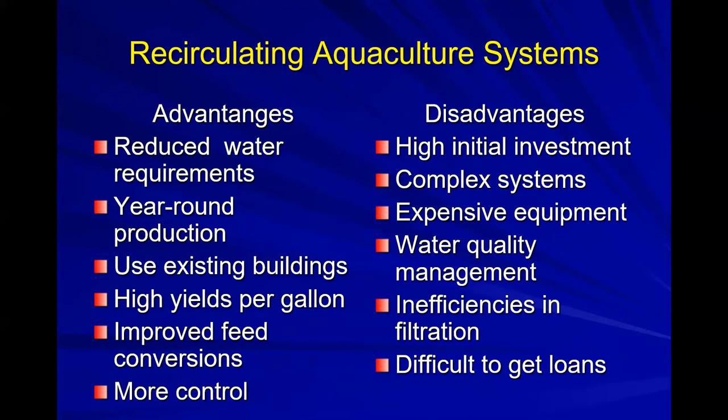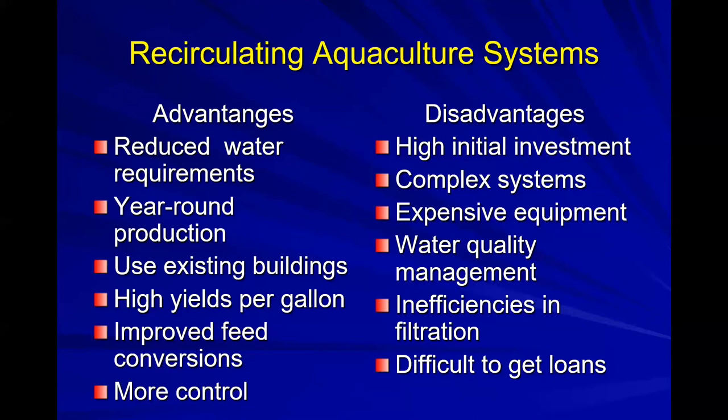Recirculating systems have been developed because you really reduce the water usage. You're allowed to keep it in a controlled environment where you have year-round production. You can put it within existing buildings, and you push the system to raise the maximum amount of fish if you're doing this commercially. And so you get high yields per gallon. The feed conversion, how much you feed a fish and how much they grow from that food, is much more efficient within a tank system than in a pond, because the food doesn't disperse everywhere. You have much more control, but they cost money.